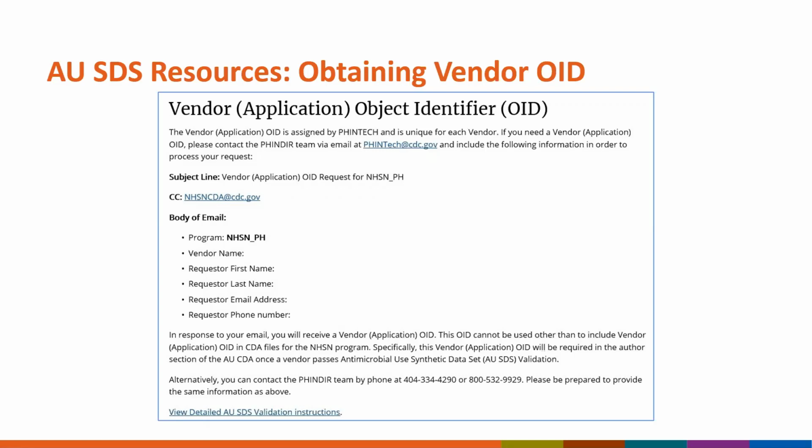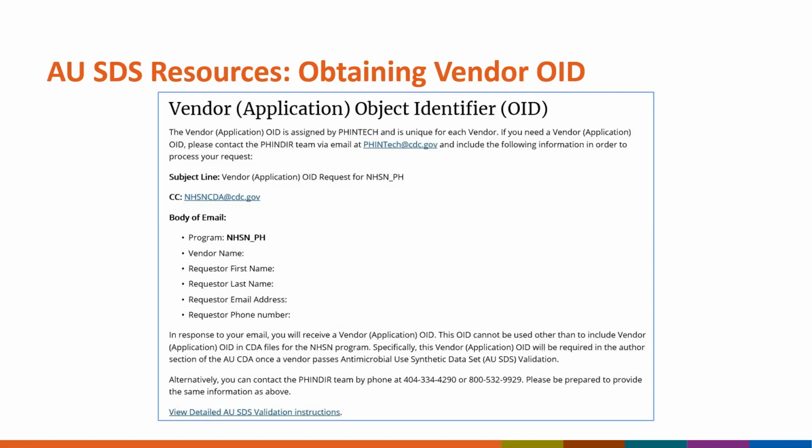The NHSN application uses the facility OID to identify the facility in each CDA file so that the data can be uploaded into the appropriate NHSN facility. NHSN uses the vendor OID to track the SDS validation status of vendors and their software. Both OIDs are needed on the AU CDA files. Please continue to include facility OID as you have been doing in that section of the AU CDA.